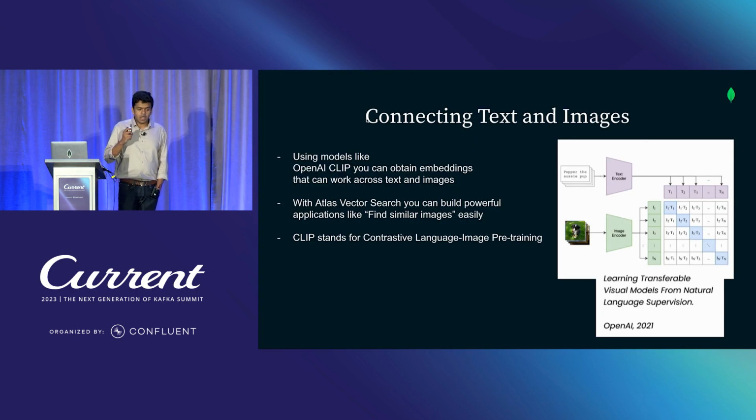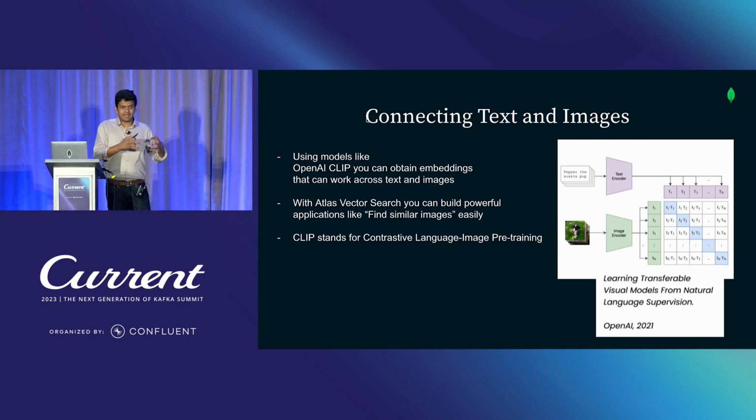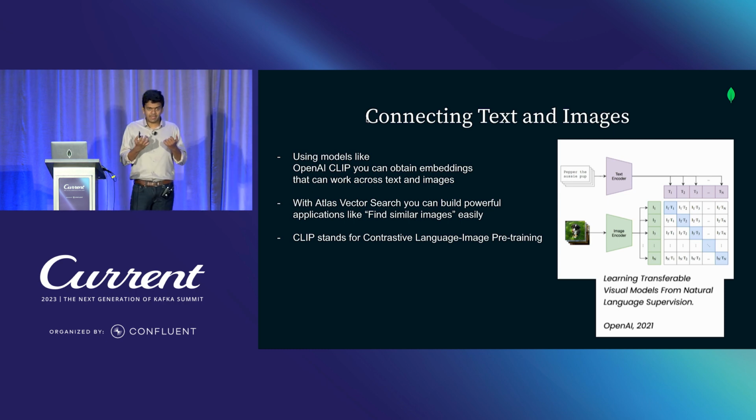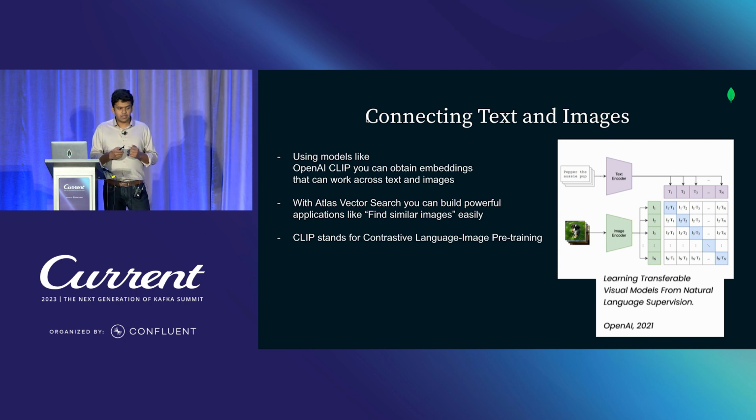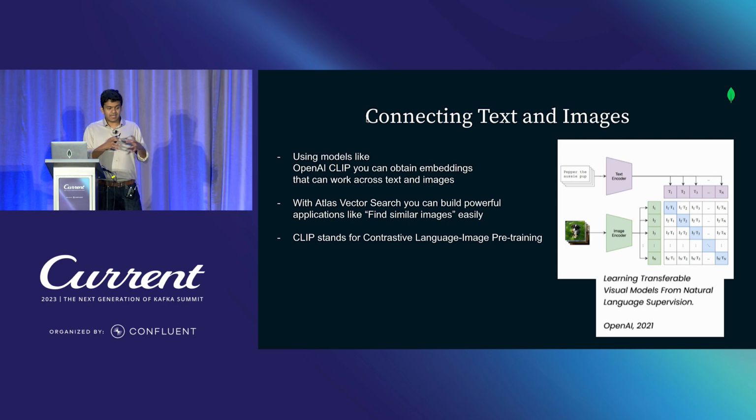So how do you connect your text and images? There is this model from OpenAI called CLIP, which stands for Contrastive Language Image Pre-training. And essentially what it does is embeds your text and images in the same latent space, so you can search for one against the other. So just to give you an example, right? You would have seen a lot of those, find similar images, or given a text, find me images, or given an image, generate description for it. So that's what this kind of multimodality brings into picture.